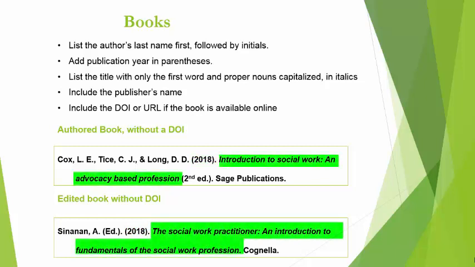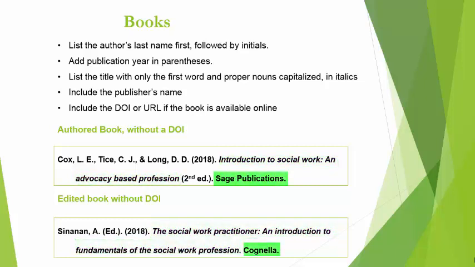However, the title of the book is the only title that you want to include. This should be listed in italics. After this, you can include the publisher's name, and if this is an online book, include the DOI or the URL for the book. Now, I've given you a couple of examples of what these references might look like.